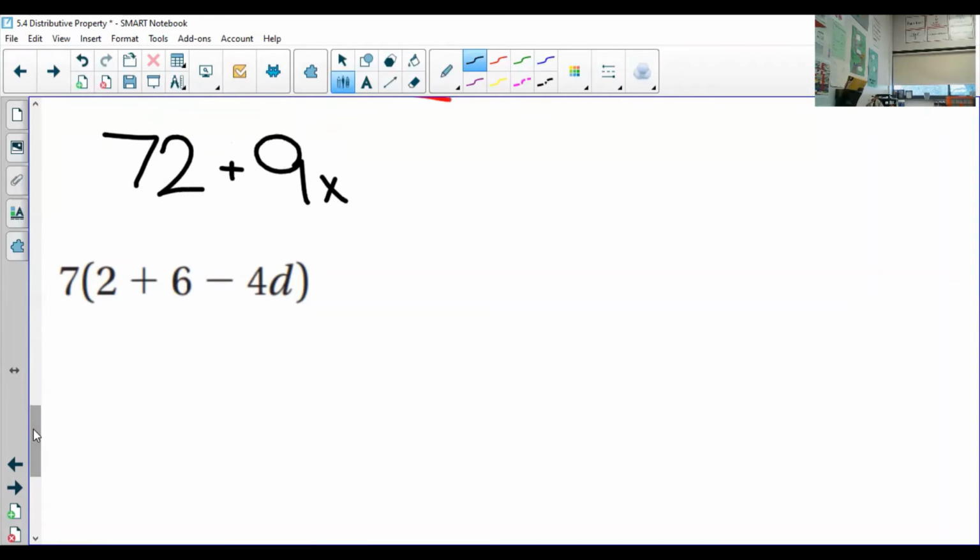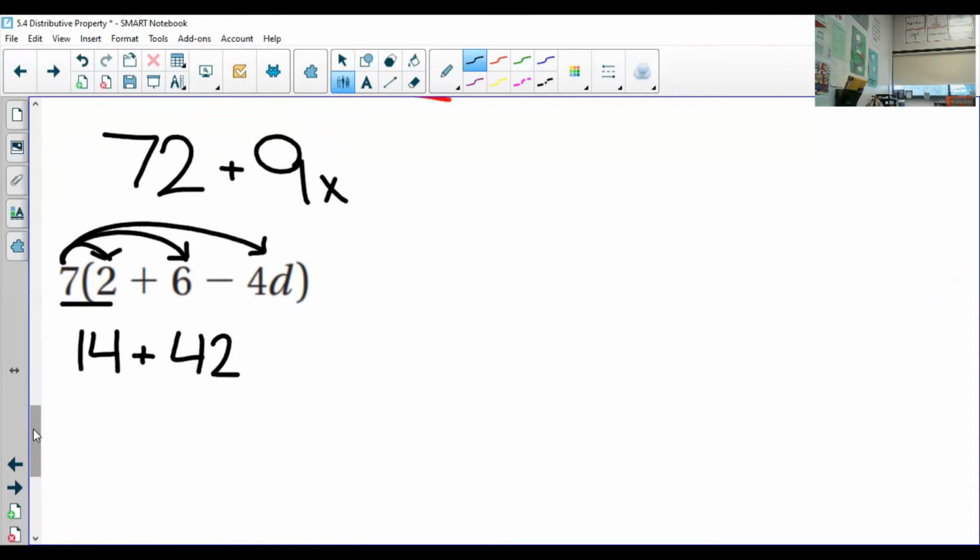We're going to multiply by 7 times 2 plus 6 minus 4d. Okay, so we got a lot going on here. Let's start with the first one. What's 7 times 2? 14. Plus, what's 7 times 6? 42. Now we have a subtraction sign. What's 7 times 4? 28. And my variable is d. So now I have 28d because I multiply the two whole numbers and then tack on the variable.